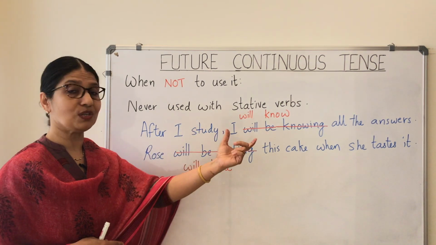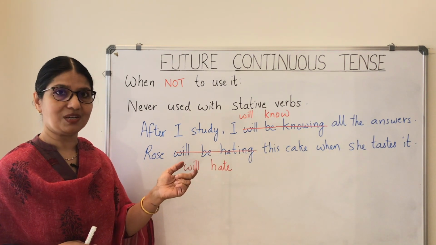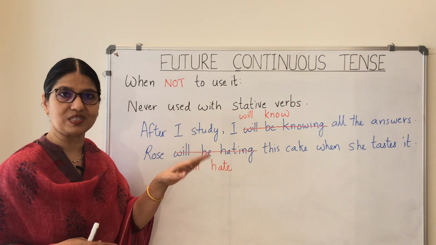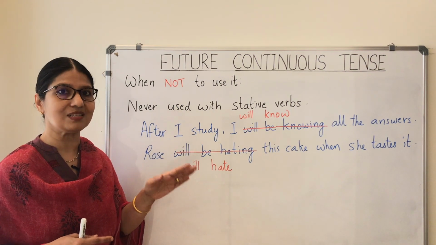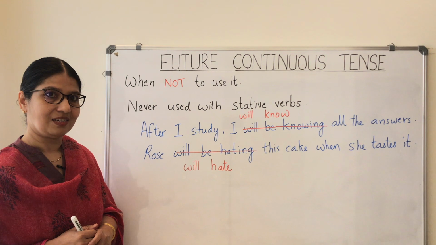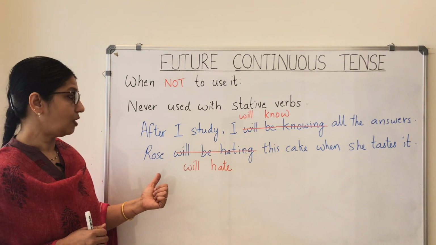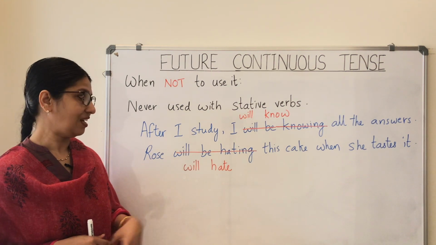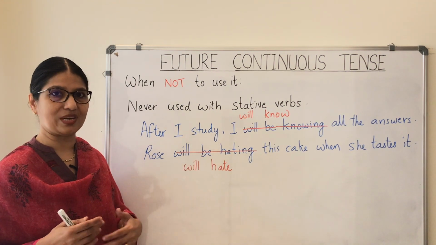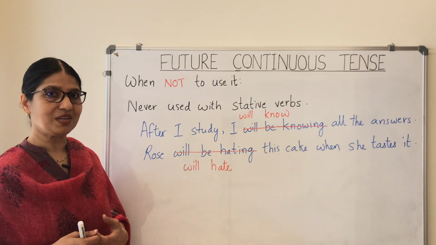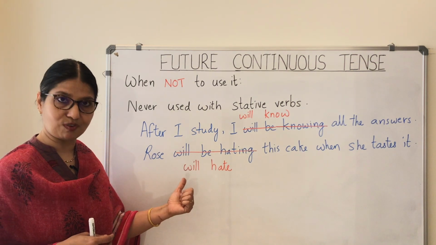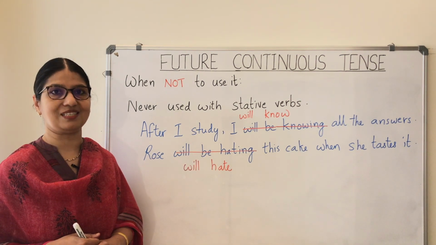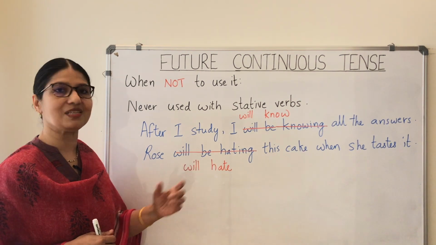So, in this example, you have, after I study, I will be knowing all the answers. So, here the verb is know. It's a stative verb. So, we cannot say I will be knowing. It should be I will know. We just use the future simple instead of the future continuous tense. In the second example, Rose will be hating this cake when she tastes it. Again, hate is a verb that refers to an emotion. It's a stative verb, so we cannot use it in continuous form. So it should be Rose will hate this cake when she tastes it. Just future simple is used.